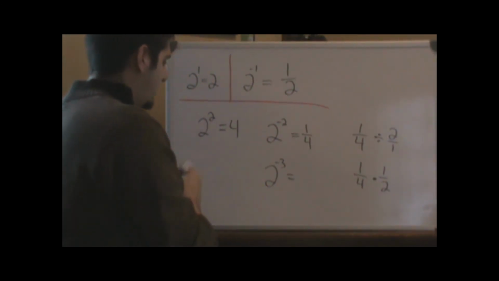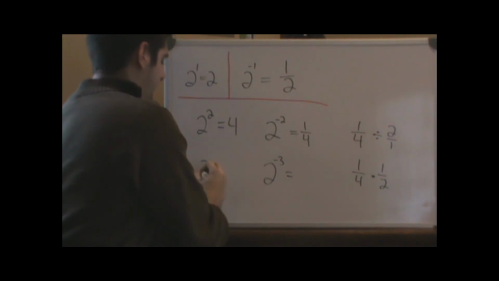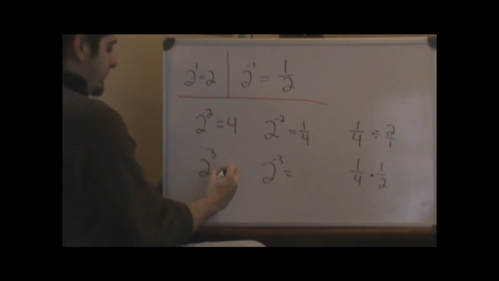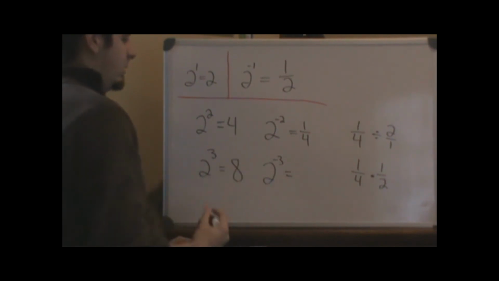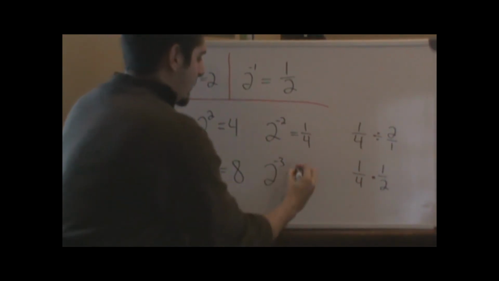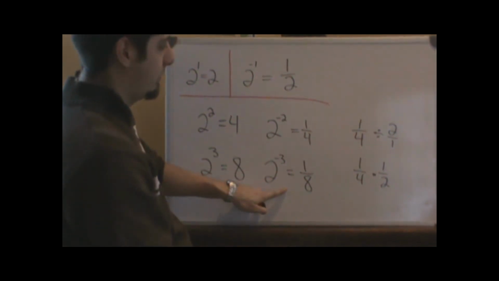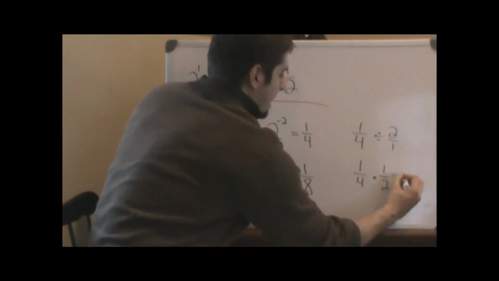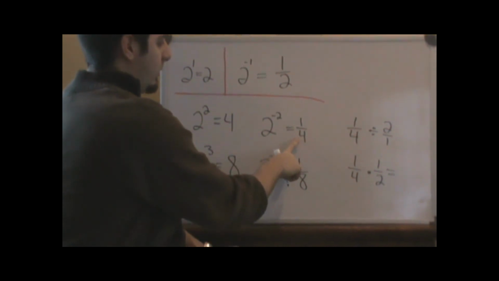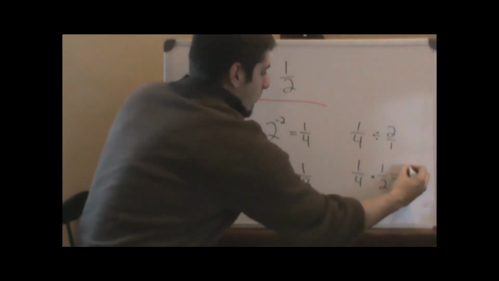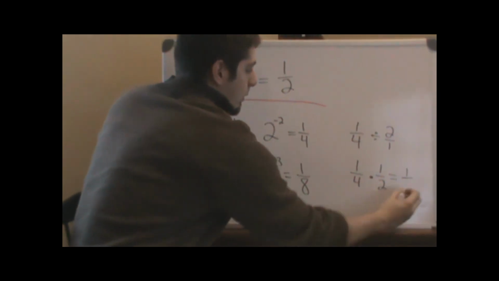So if we take a look at 2 to the positive 3, that equals 8. So we should get 1/8 for 2 to the negative 3. Let's check it out. Taking 1/4, dividing it by 2, and we get 1/8.